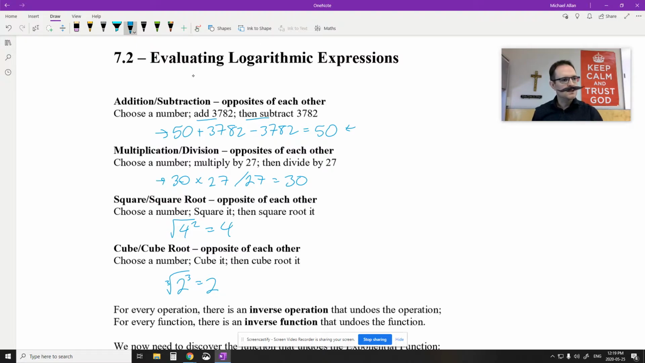Whatever I put in, I get out. I put 30 in, I get 30 out. I put 4 in, I get 4 out. I put 2 in, I get 2 out. So these are what we call inverse operations to each other. We can also call them functions as well, if you wanted to say that. What an inverse function is, it kind of undoes the operation. It says down here, it undoes the operation or undoes the function.